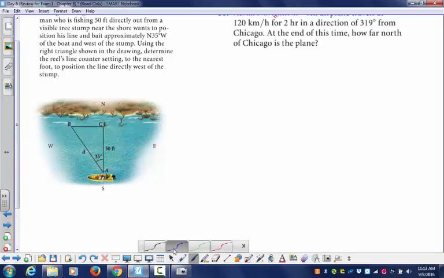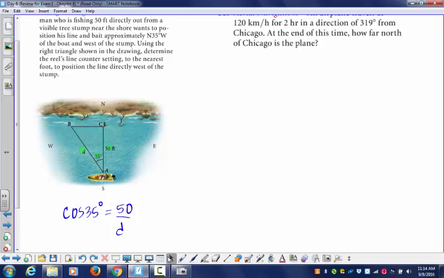And what trig function will be the trig function that connects that, and that? Cosine. So we'll do cosine of the angle, 35 degrees, and that's going to be adjacent over hypotenuse, so that's going to be 50 divided by D. So that'll be the equation we want to solve.